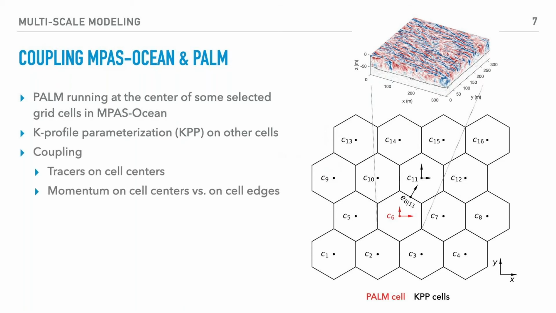I just want to mention here that the coupling for the tracers is straightforward because PALM is on the cell center and all the tracers of MPAS-Ocean are also on the cell centers. But for the momentum, it is a little bit tricky because for MPAS-Ocean, the velocity is on the cell edges. It might cause some inconsistencies that I'll talk about later.